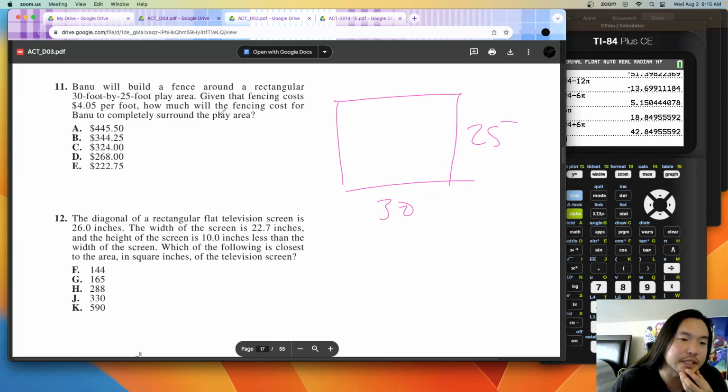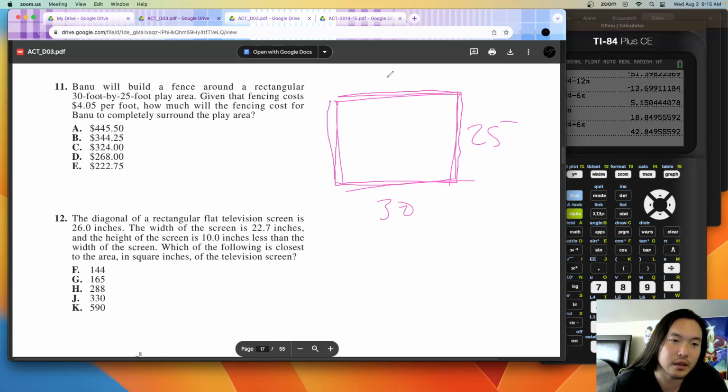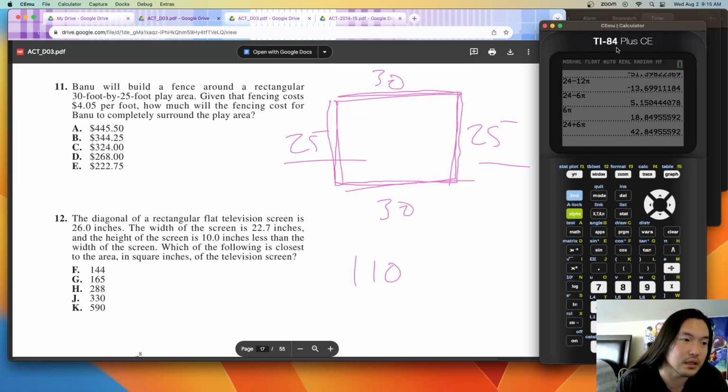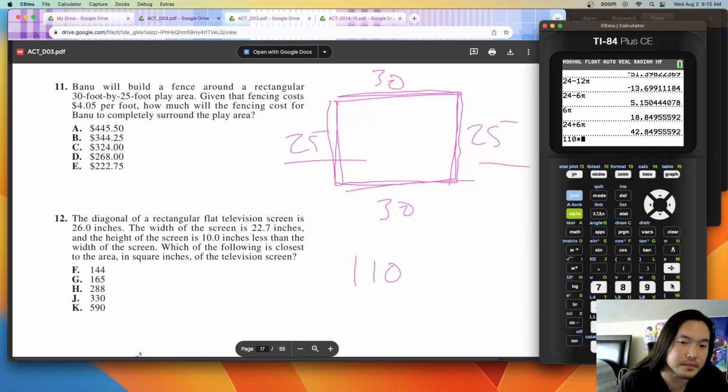Definitely this is a very common mistake. You have to recognize when you need the area, when you need the perimeter. This time we definitely need the perimeter, right? We need the fencing. The distance of fencing that we need is the distance all the way around the rectangle. So hopefully you realize that this side is also going to be 30, this side is going to be 25, so we have 50 plus 60, that's 110, and then each foot of fencing is going to cost $4.05, so you just do 110 times 4.05. So here definitely the answer is A.